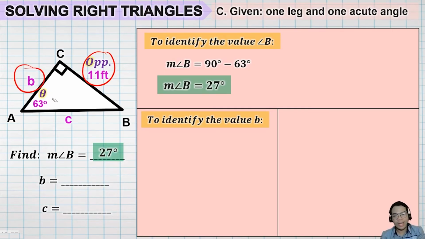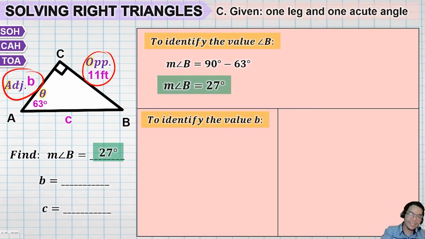So, tatanungin kita, ano ba yan si side B? Hypotenuse o adjacent? Kasi may opposite na tayo. Dalawa na lang choices mo. Hypotenuse ba siya o adjacent side? Ito yung opposite ng right angle, si C. So, si C yung hypotenuse, si B, adjacent side. So, we will now be having the opposite side and the adjacent side. That means, mamimili ka na naman.